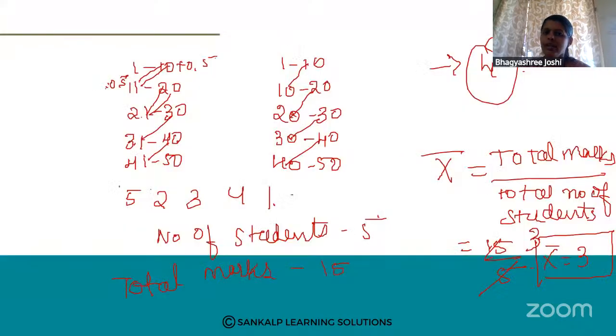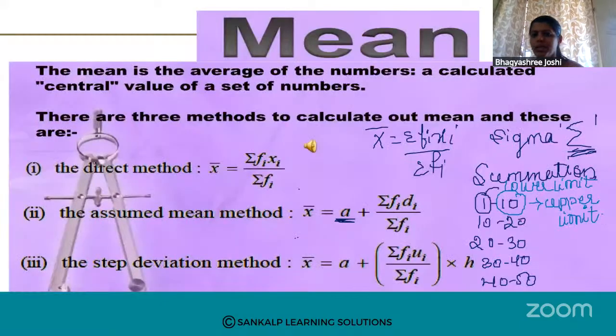Then we discussed what we mean by data and frequency, types of frequency, continuous frequency and discrete frequency, and the two types of data: grouped data and ungrouped data. We also discussed the mean for grouped data. There are three methods to find the mean for grouped data: the direct method, the assumed mean method, and the step deviation method, right? Step deviation method.